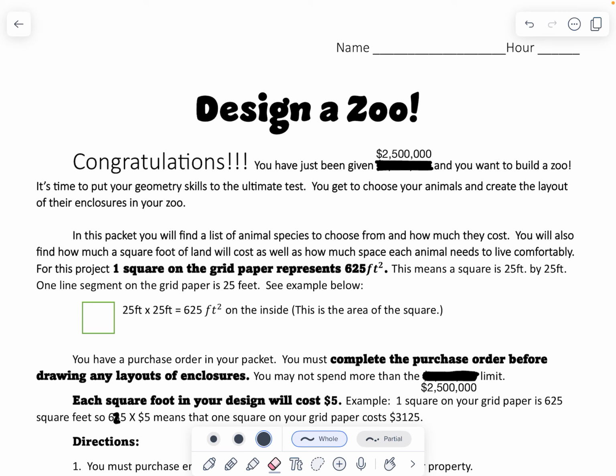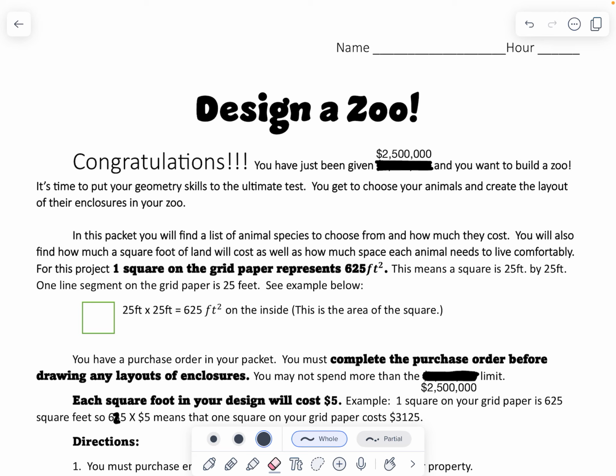Okay. Congratulations, you have just been given $2,500,000 and you want to build a zoo. It's time to put your geometry skills to the ultimate test. You get to choose your animals and create the layout of their enclosures in your zoo. In this packet, you will find a list of animal species to choose from and how much they cost. You will also find how much a square foot of land will cost, as well as how much space each animal needs to live comfortably.